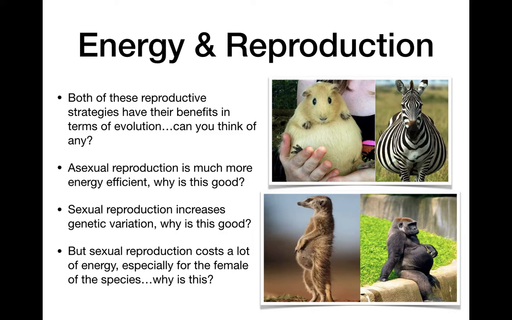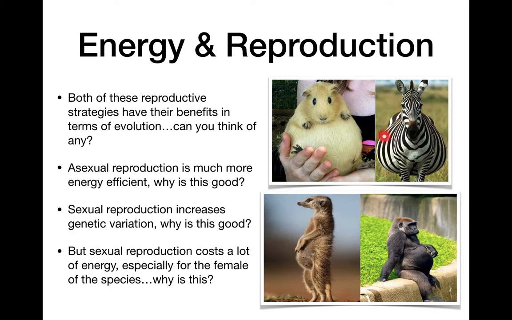But sexual reproduction has a big downfall, and that's energy. It takes a lot more energy for sexual reproduction, especially for the female. Why is this? Well, if you look at these pictures here, I've found some pretty cute animals that are pregnant. The gestation period for different organisms can be very, very long, up over a year for some organisms, and that's a big energy cost for that female.